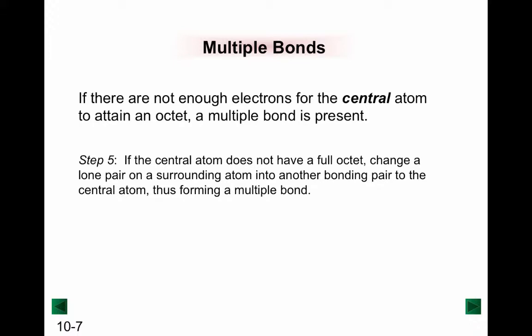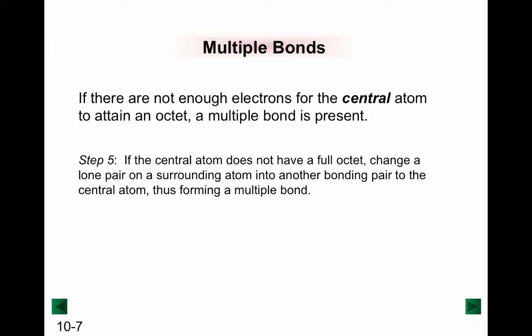This is step 5, and it states if the central atom does not have a full octet, change a lone pair of electrons on a surrounding atom into another bonding pair to the central atom, thus forming a multiple bond. Keep in mind, we only form multiple bonds when the central atom is electron deficient.